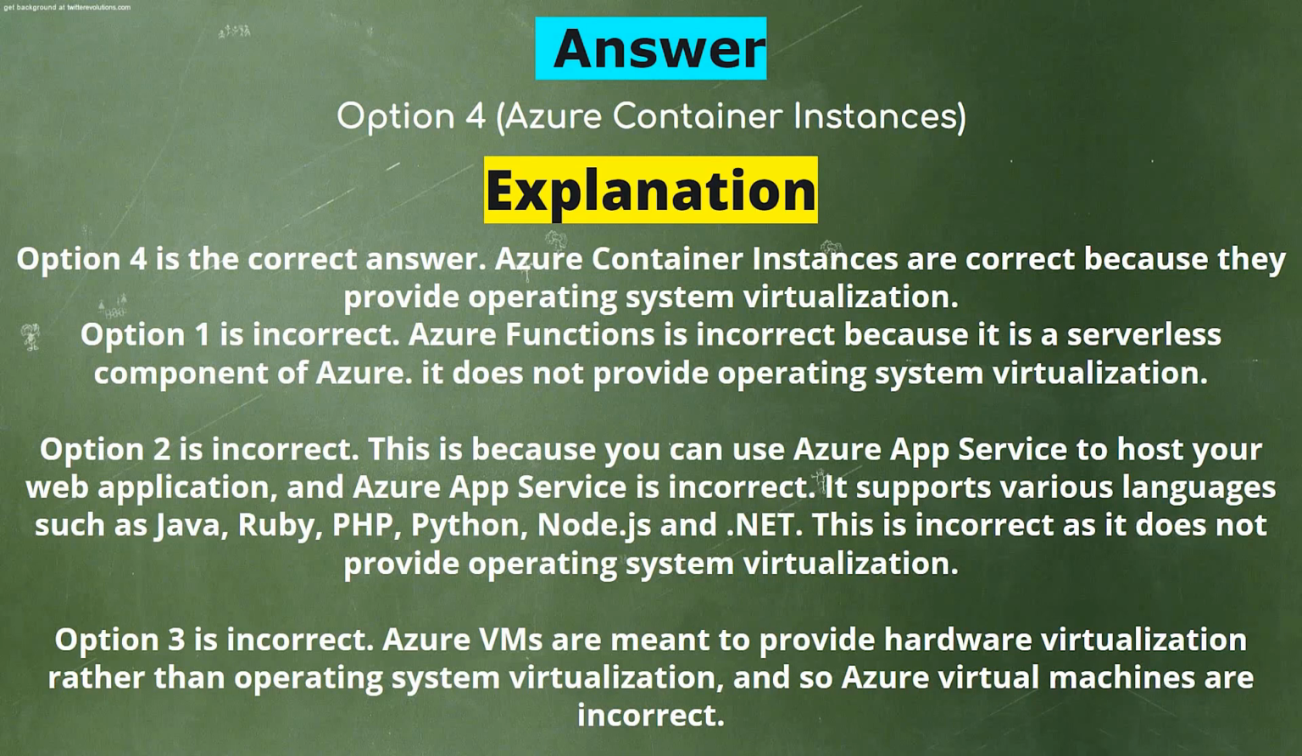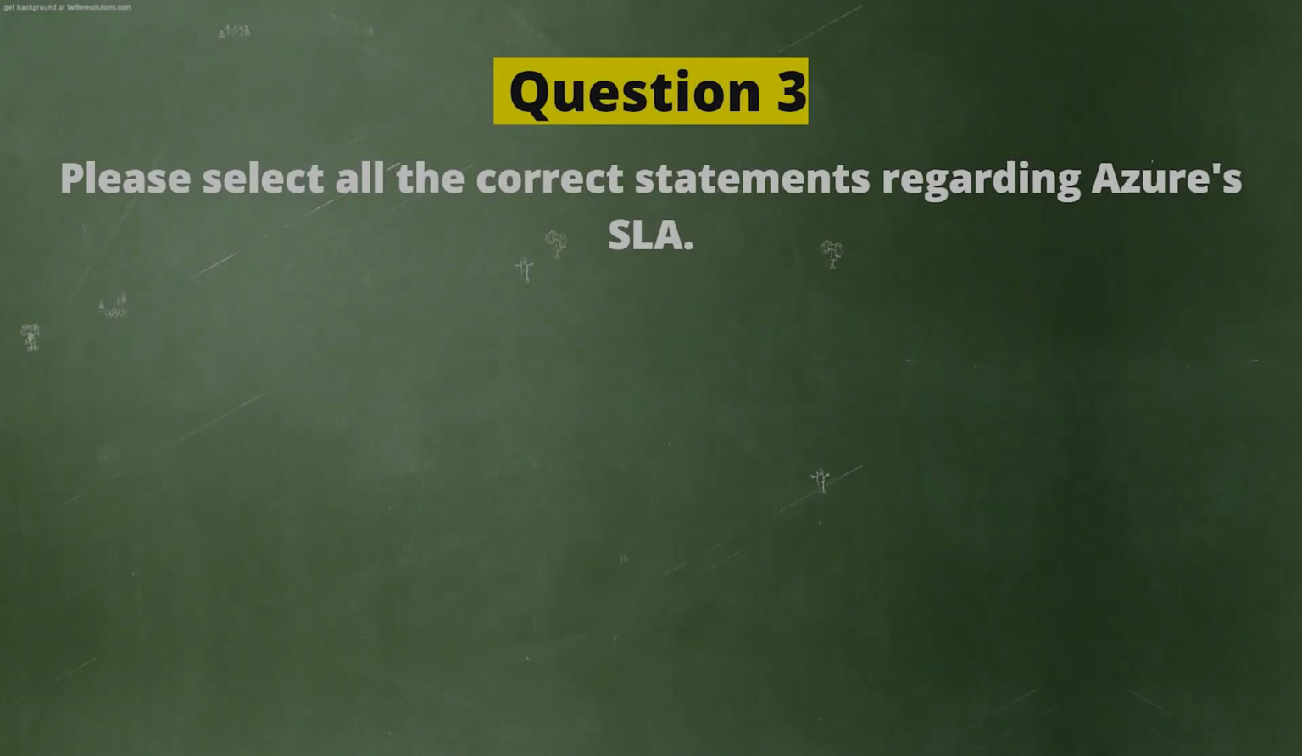Option 2 is incorrect. This is because you can use Azure App Service to host your web application, and Azure App Service supports various languages such as Java, Ruby, PHP, Python, Node.js, and .NET. This is incorrect as it does not provide operating system virtualization. Option 3 is incorrect. Azure VMs are meant to provide hardware virtualization rather than operating system virtualization, and so Azure virtual machines are incorrect.